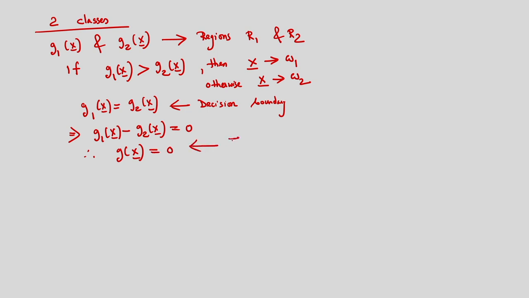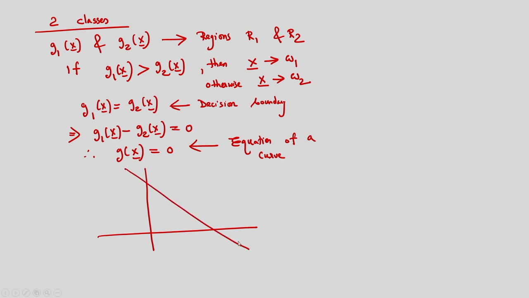So this is nothing but the equation of a curve, g(x) is equal to 0, which may be a straight line, or maybe a circle, or maybe a curve. What the nature of the decision boundary will be is discussed in the next classes. For the time being, you can see this is the equation of a curve. So it may be a linear decision boundary, maybe I can consider a straight line, or I may consider a plane like this. So how to show the decision boundary? This is the Fisher space and I have two regions, region R1 and region R2.